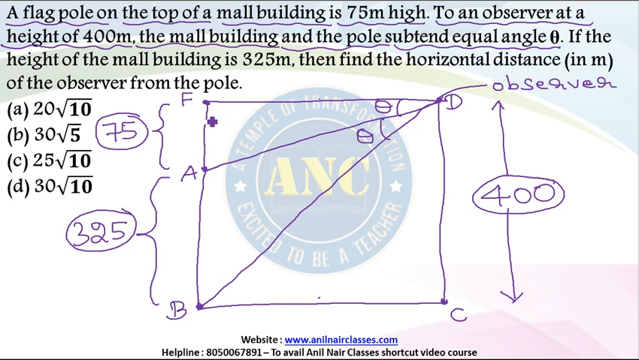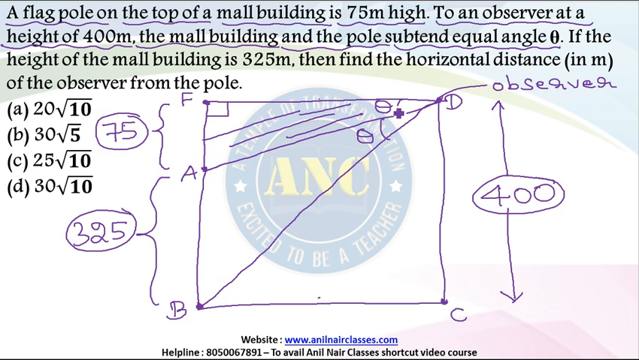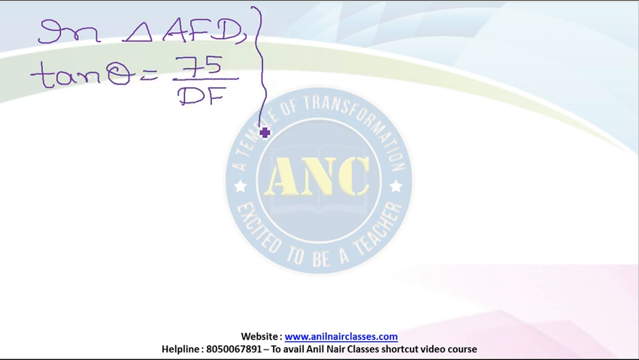In triangle AFD, if I take this particular triangle, let me write it in the next screen. In triangle AFD, the angle given is theta. Opposite of theta is how much? 75. Adjacent of theta is DF. I don't know that. So opposite by adjacent, tan theta is 75 divided by DF. That is one of the values.